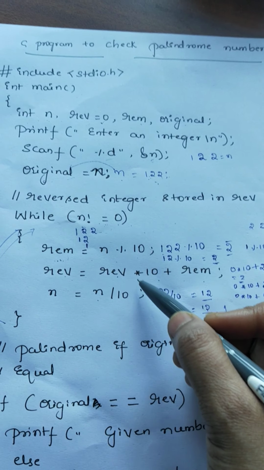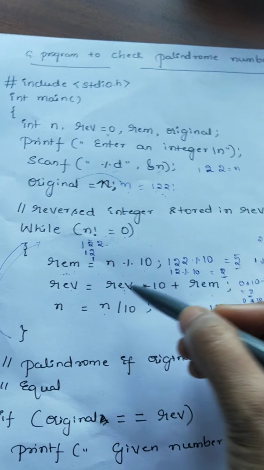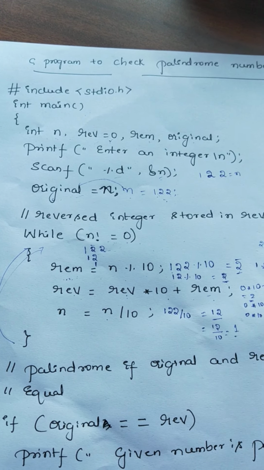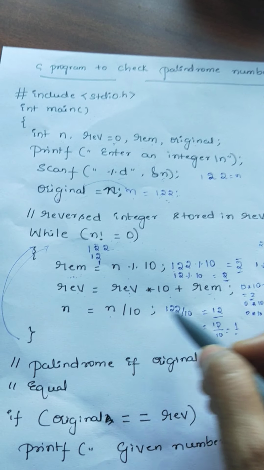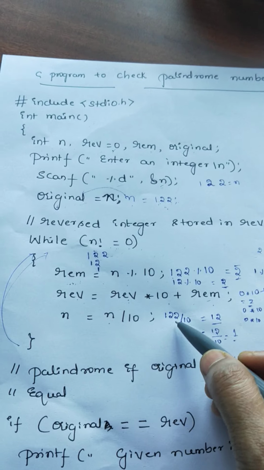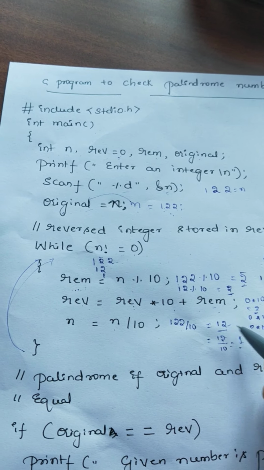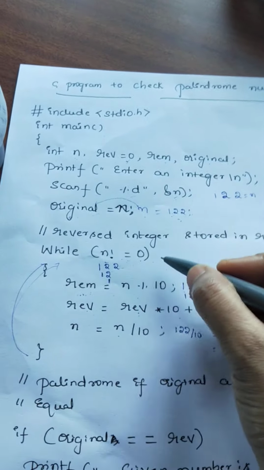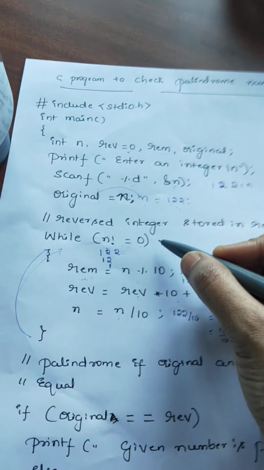Then reverse is equal to reverse star 10 plus remainder. Reverse value is 0, we initialized it to 0. So 0 star 10 plus 2, the remainder is 2 we got in the previous step. Then n is equal to n divided by 10. That is, n value is 122, 122 divided by 10 gives us 12. The new value of n will be 12 now. Again it will go back to the while loop. Until this condition fails, it will stay in the while loop only.